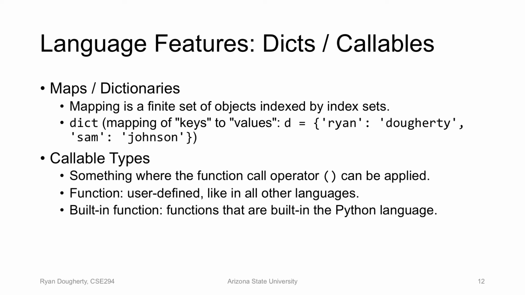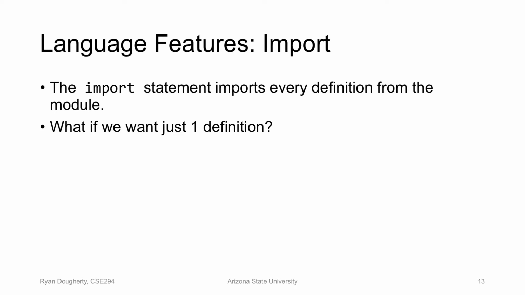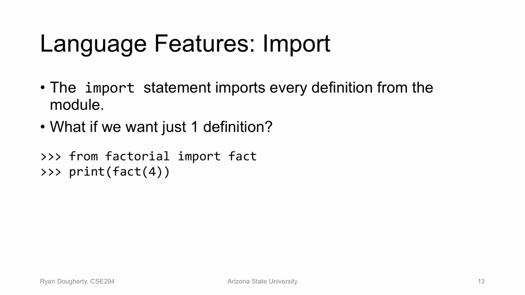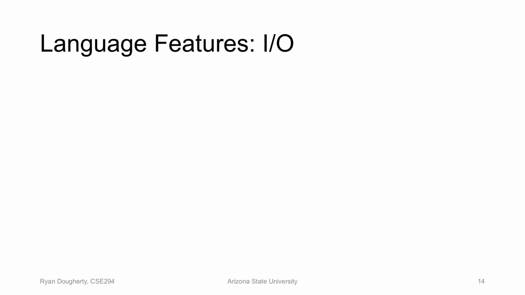Any questions on that? We actually won't be using that, but it's worth pointing out. Okay. So we talked about imports. What if we want just one definition? We can just do from the module name, import the particular method, then call the method directly. And we can have multiple definitions, as I said, but you separate them with commas. So that's just what I did before.